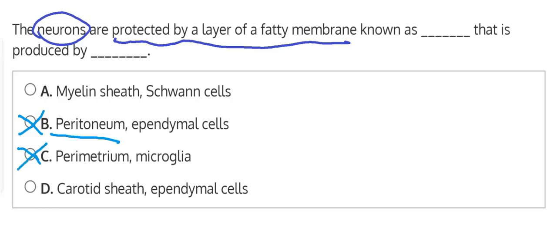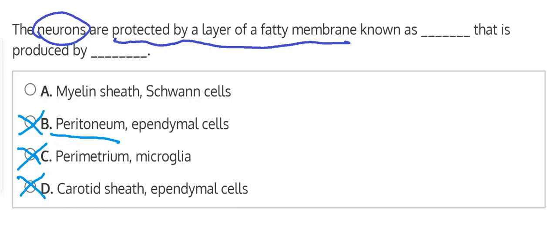And then option D, the carotid sheath, that would be the protective connective tissue that is around the neck for the carotid arteries and different parts of the heart or coronary systems. So therefore, we can eliminate option D because that's not what protects the neurons.